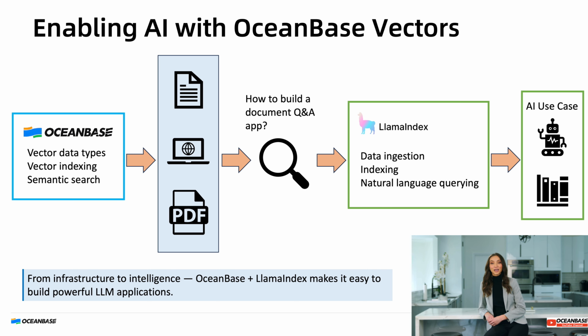Let's start with a quick recap. Since version 4.3.3, OceanBase supports native vector data types, vector indexing, and high-performance vector search, all built directly into the distributed SQL engine. This means you can now store your embedding vectors directly in OceanBase and perform semantic search using SQL or modern AI frameworks. But here's the question: how do you turn these capabilities into a real AI application like Document Q and A or RAG? That's where LlamaIndex comes in.